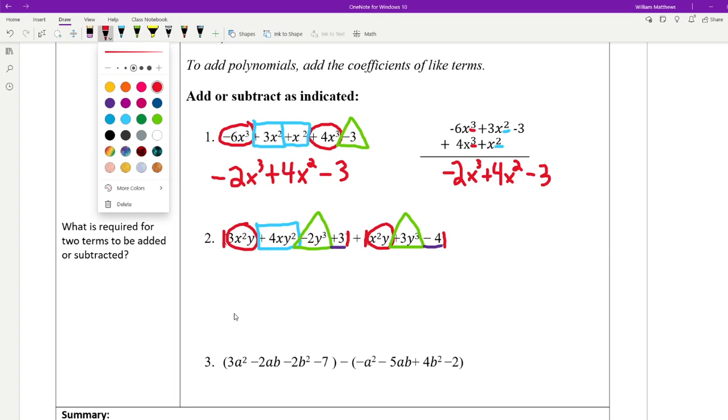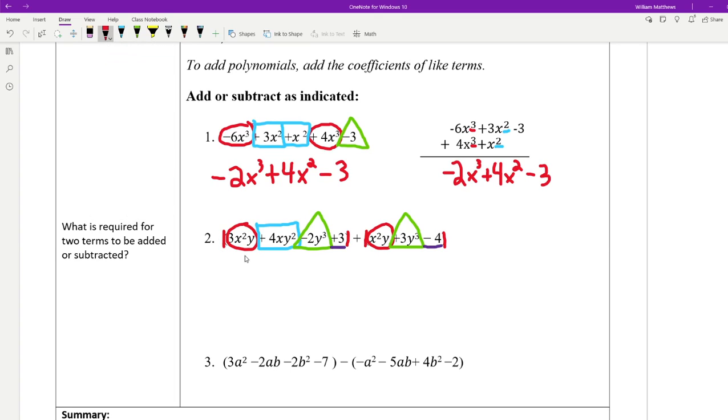Let's go back to our basic color red. First was our x squared y. We have 3 plus 1 gives us 4 in terms of x squared y. Our next term that we said was xy squared. Alphabetically, it's our next one. We have just the 4xy squared.